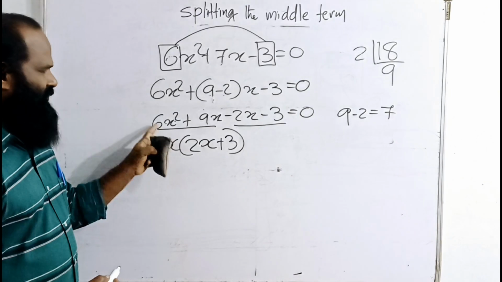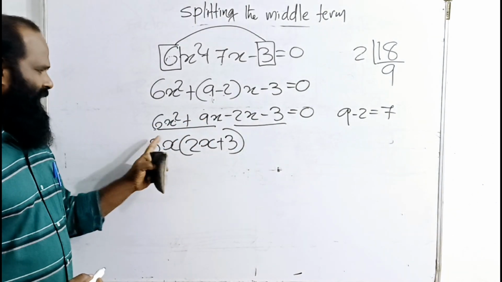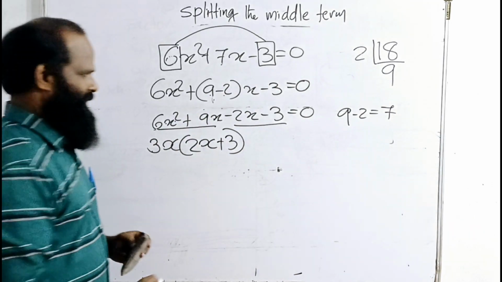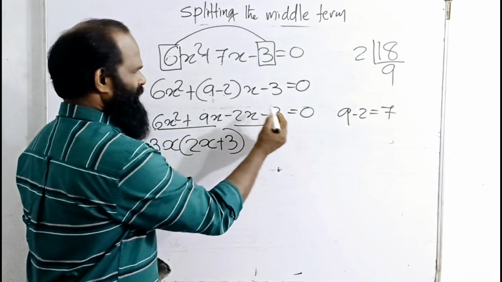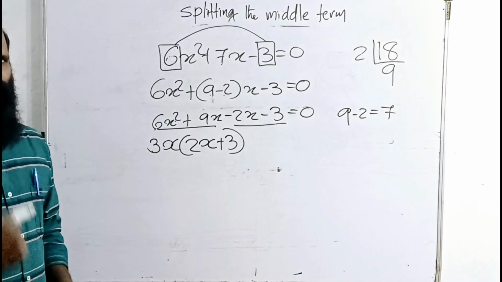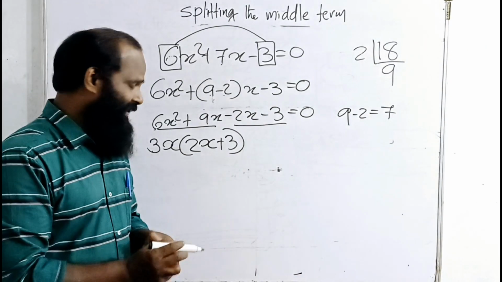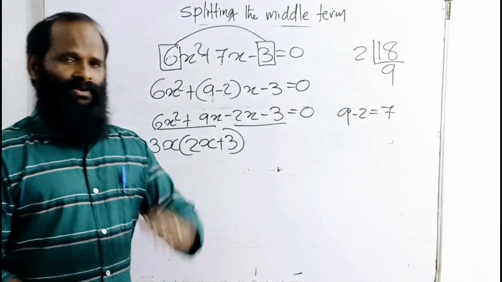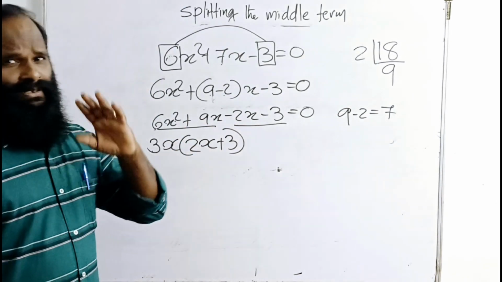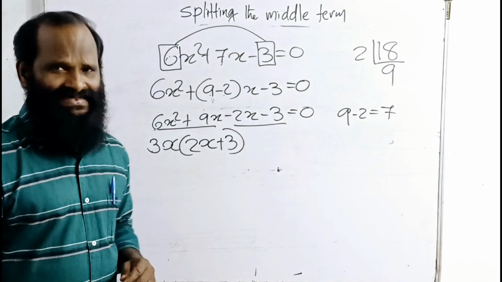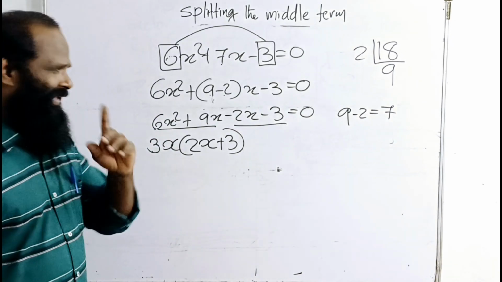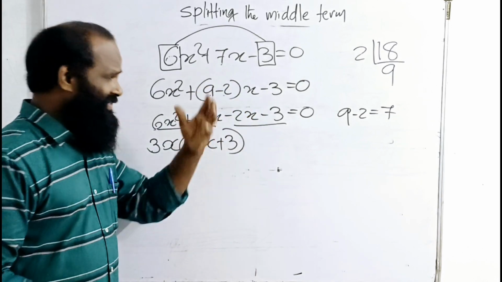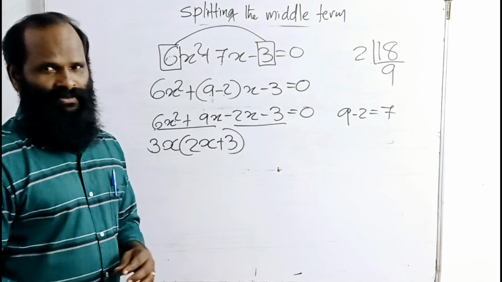So when you reverse, we should have the same answer. 3x into 2x is x square. 3x into 3, 9x. Okay. Now negative 2x minus 3. I told you once, when there is minus sign, we may have confusion as to what sign should be put. No need of any confusion. I had explained one easy method. On that day, I had explained one easy method. When you have some sort of confusion as to what sign must be put, there is an easy method.